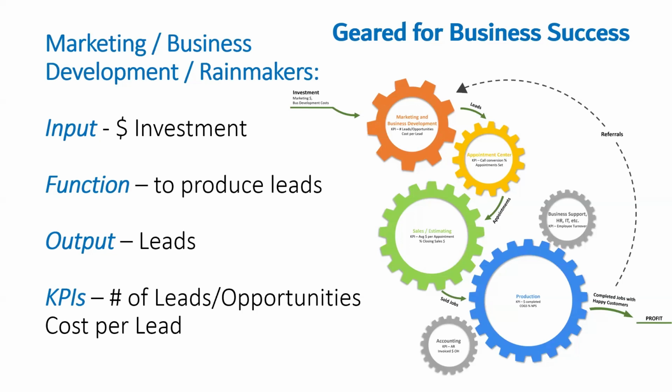That is what they think about all the time. That is their purpose. And they need to send those leads out to the appointment center so that they can get booked to have someone in person in front of the customer. So a couple of the main KPIs that we use for this gear to make sure that it's operating well are the number of leads or opportunities that are generated and the cost per lead.